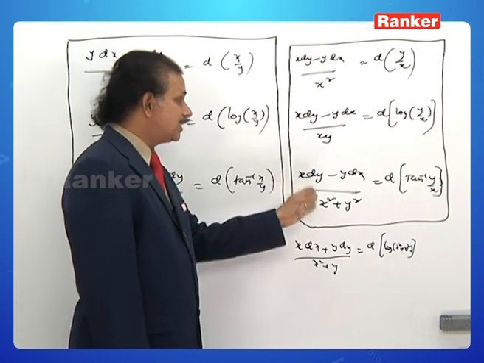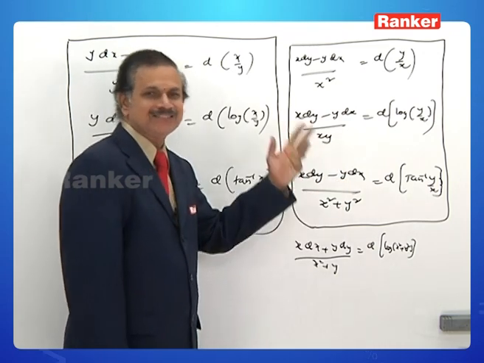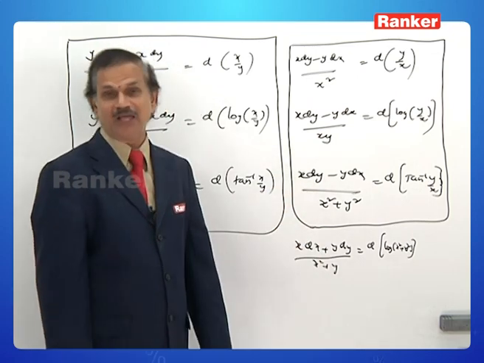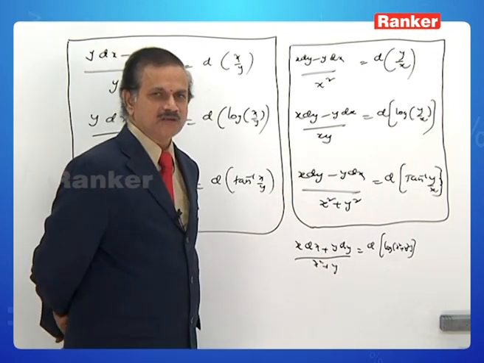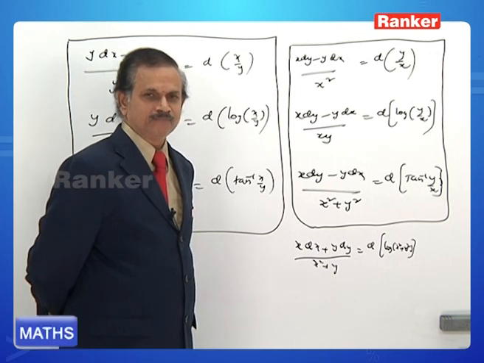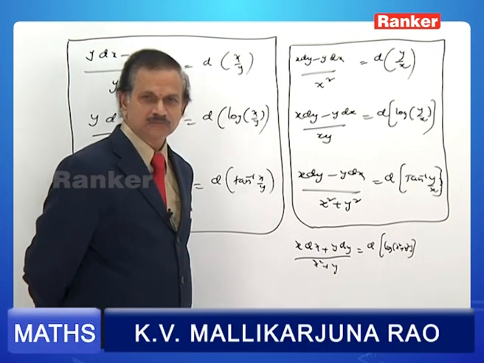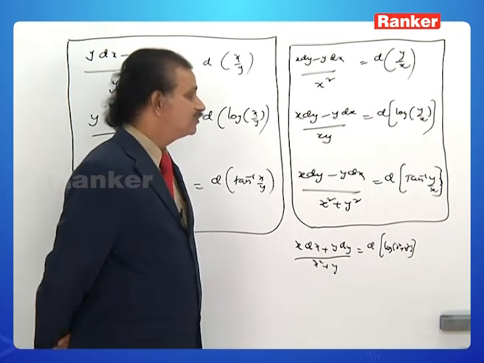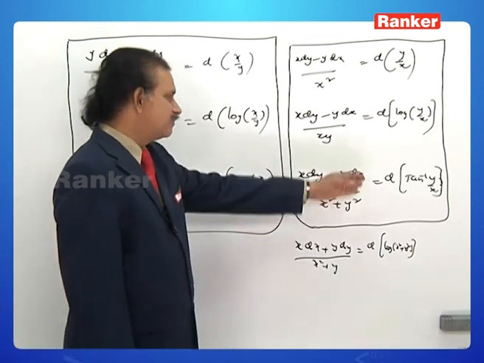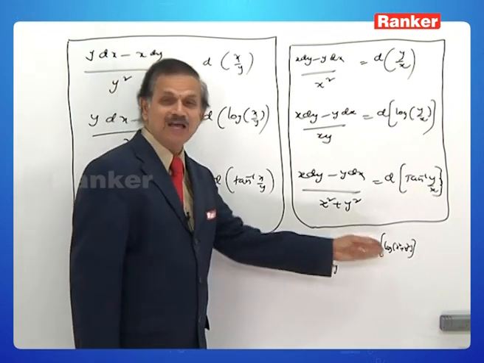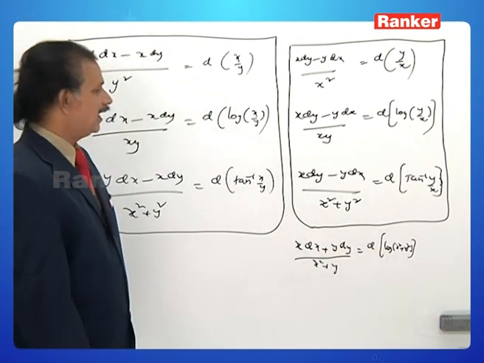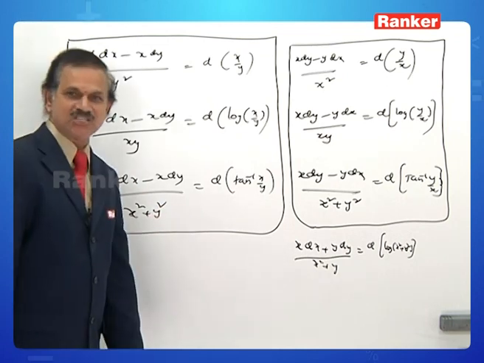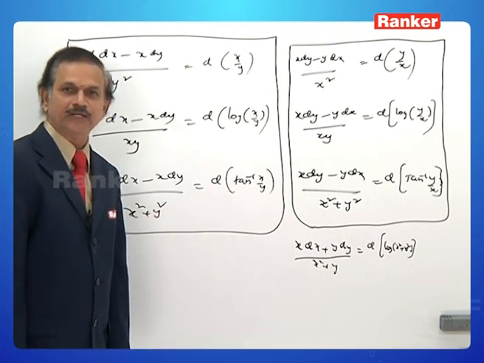X dy minus y dx, with a minus sign in the middle. Of course, even though the denominators are the same, there is a lot of change in the numerator, based on which we choose the proper differential. So it is d of tan inverse y by x, and this is d of log of x square plus y square. Keep a special eye on these and watch them very carefully.